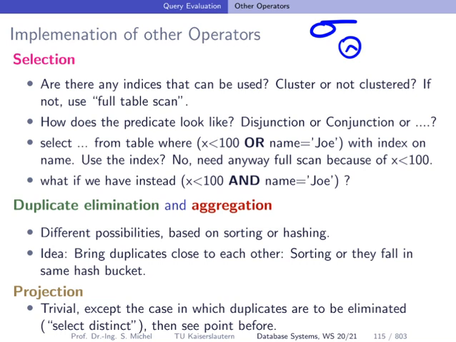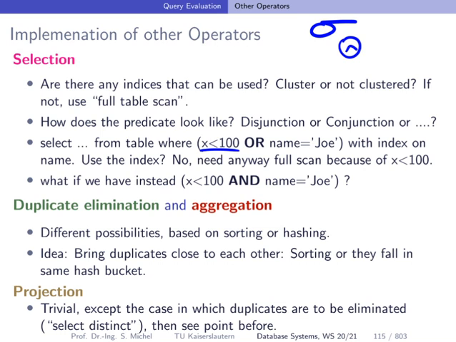And what does the predicate look like? Is it a disjunction, conjunction, and so on? All of this has to go into the database decision of how the selection should be implemented, and what is the cost of this implementation? So if you have, for instance, a query, select something from table name, where, and then we have a predicate, x smaller than 100, or name is Joe.